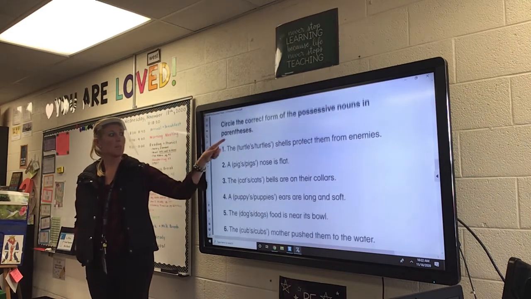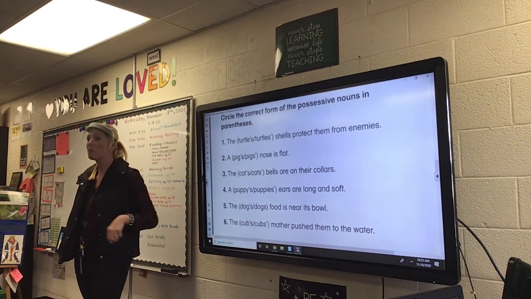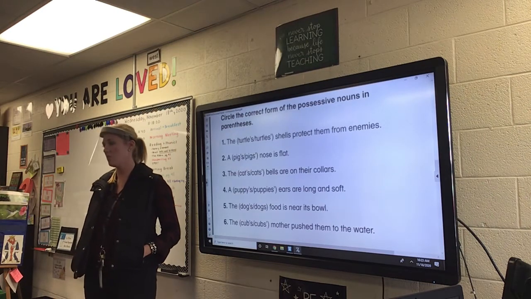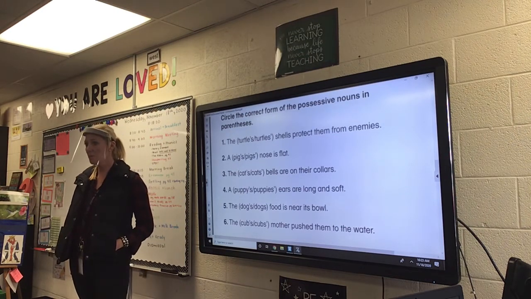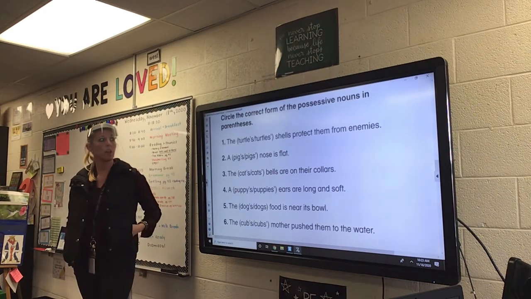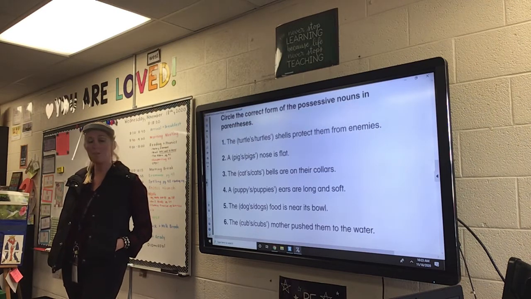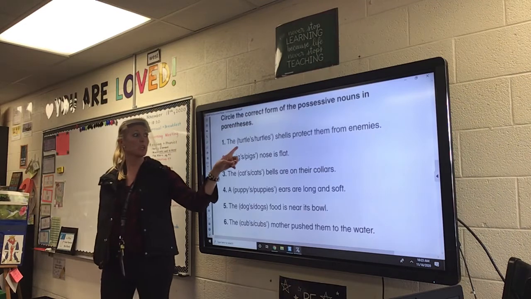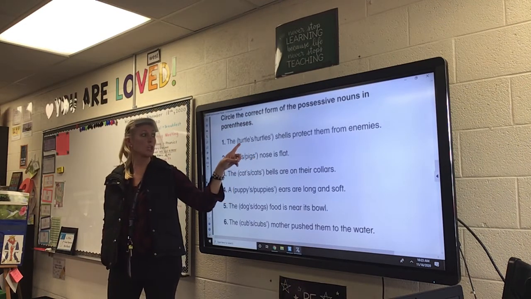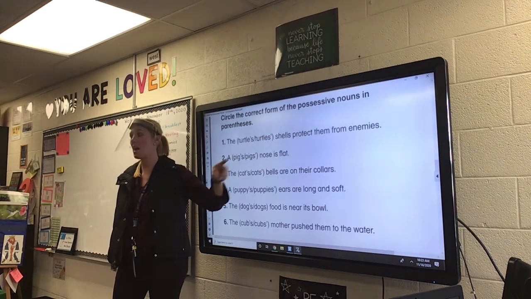Okay, now down at the bottom, we're going to practice this. I'm going to read it, and then I'm going to draw a stick, and I'm going to see if this person can figure out, is it singular, is it plural, and where does the apostrophe go? Number 1 says, the blank shells protect them from enemies. So I have turtle. Do I have turtle apostrophe S or turtles with an apostrophe at the end?